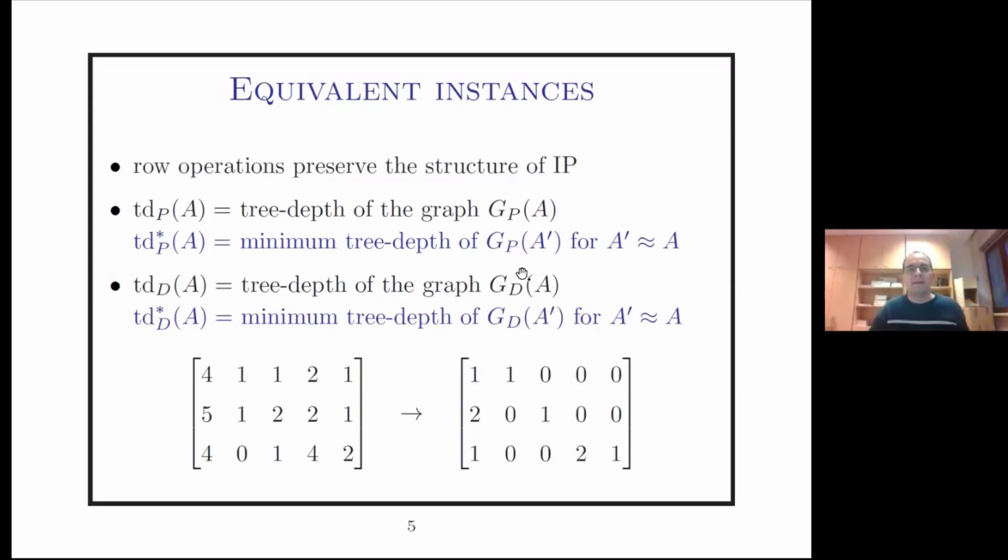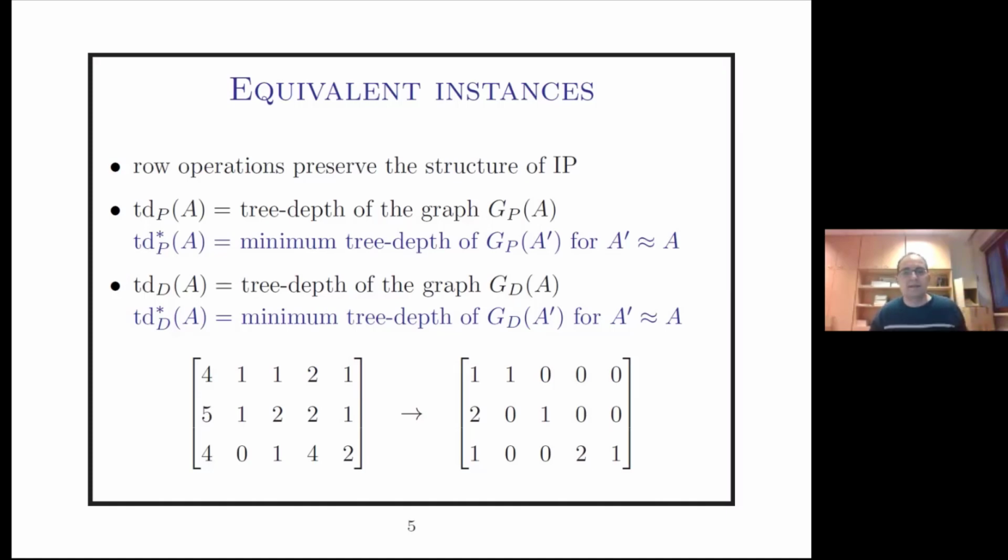So the natural question is, given a matrix A, whether there is a row equivalent matrix with a small primal or dual tree depth. Let me remind you that the graphs I just drew are the primal graphs on the columns, and I'm putting an edge if two columns have a non-zero entry in the same row. And of course, one can ask a similar question in the dual setting, where I'm putting vertices for the rows and putting an edge if both rows have a non-zero entry in the same column.